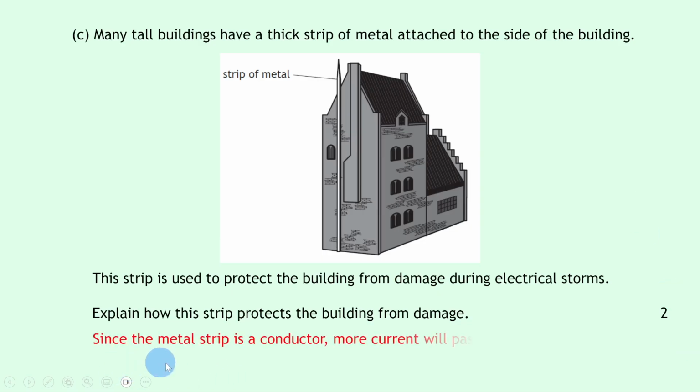Well, we can say here that since the metal strip is a conductor, more current will pass through the strip than the building. So here the first mark comes from saying that the metal strip is a conductor, and you get the second mark for saying that more current or electrons will pass through the strip than the building.